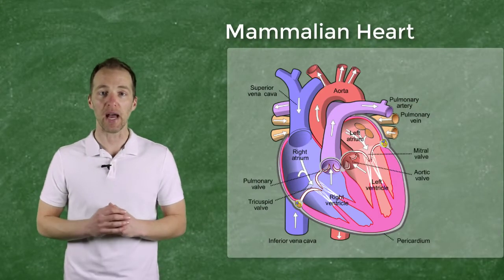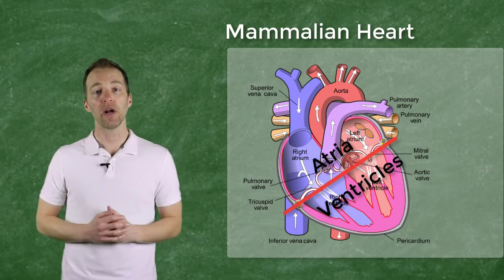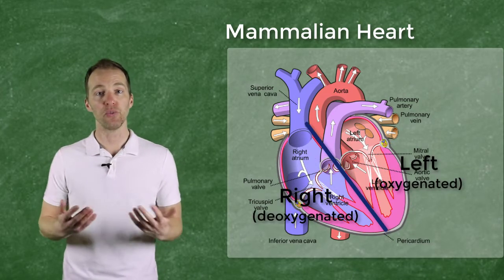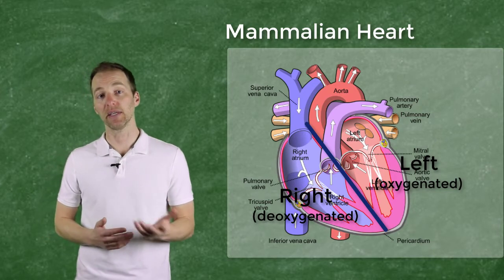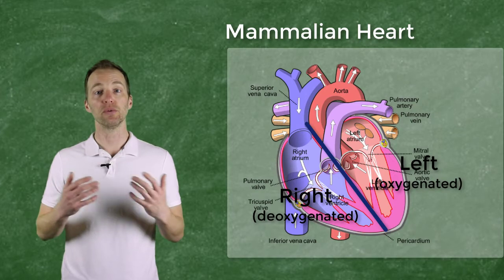And depending on how you look at it, you can separate it further into the atria and the ventricles, or you can separate it into left and right, as we are going to do, taking a look at the primarily deoxygenated blood that comes in and the oxygenated blood that is then going to leave the heart.